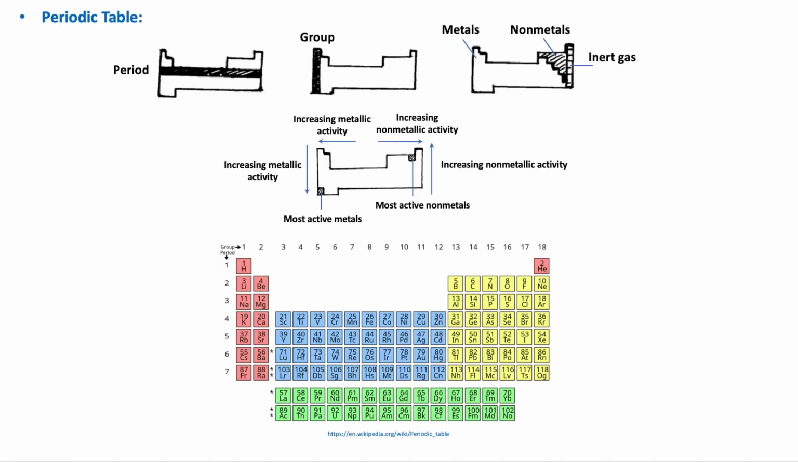So as you can see from this figure, the majority of elements are metals, okay? And along each period, there is a transition from an active metal to a less active metal, and then to a weakly active nonmetal, and then to a highly active nonmetal, and then finally to an inert gas, okay? And also along each column, there are regular changes in the properties, but it is less pronounced than across each period.